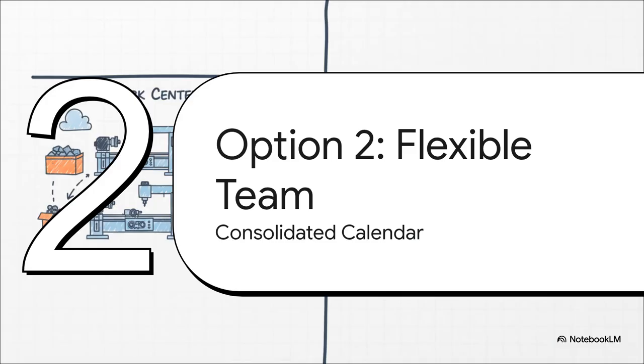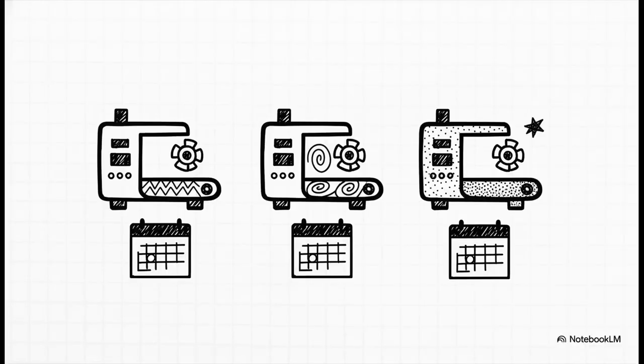All right, let's move on to option 2, which kind of builds on that first one. We'll call this the flexible team. Now we're introducing machine centers, but in a very specific and, I have to say, very useful way. This is where we start to get a little more granular. This is perfect for that in-between scenario.